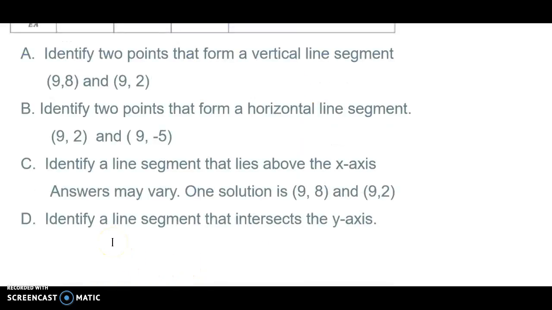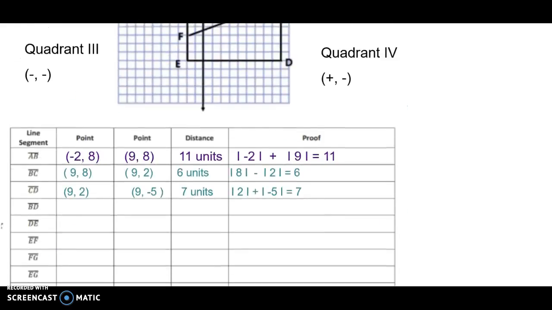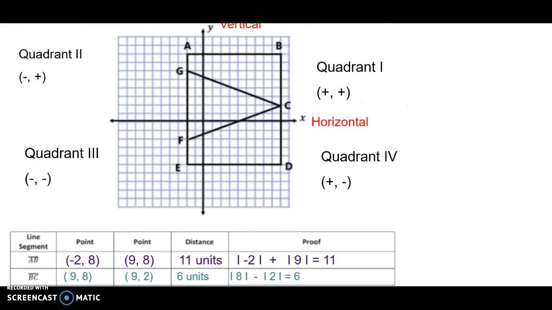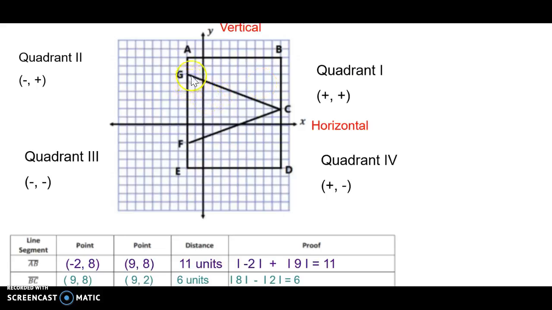Part D says identify a line segment that intersects the y-axis. So we need to find a line segment that intersects or crosses the y-axis. So point G and point C, they form a line segment that crosses the y-axis, as well as point F and point C form a line segment that does as well.